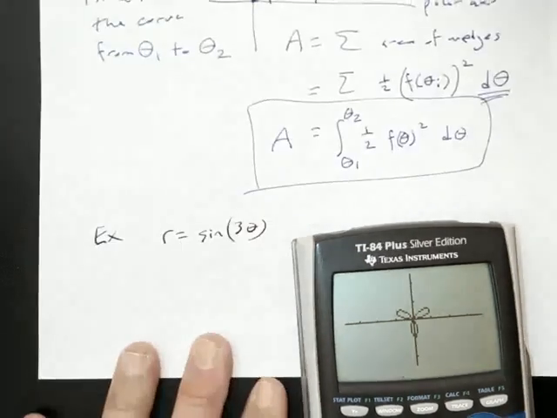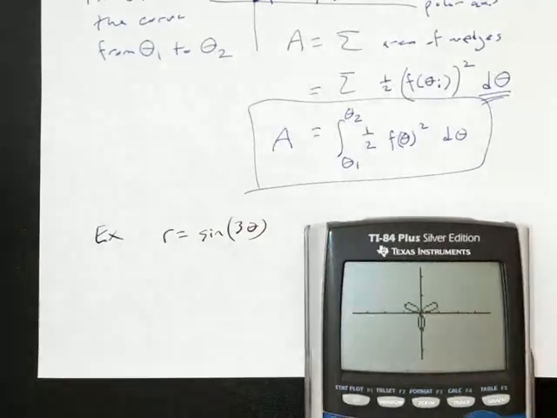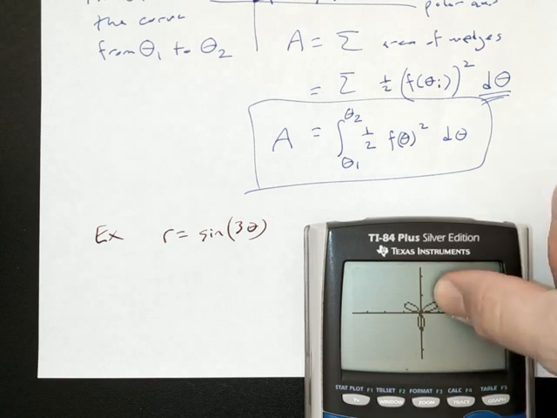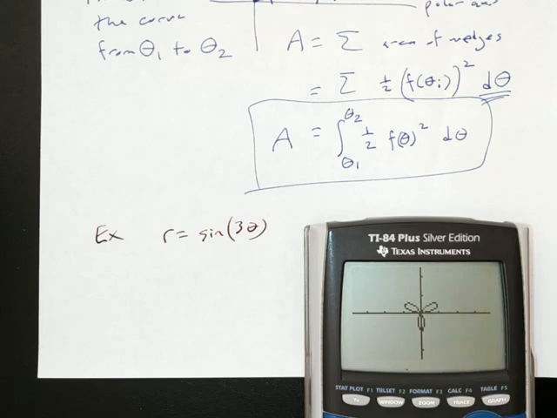So, I would like to know how much area is inside this. This is symmetric. So if I can figure out the area in that first petal, the one that's in the first quadrant, then I'm good, right? I'll just multiply by 3. All I really need to figure out is the area of this one piece.